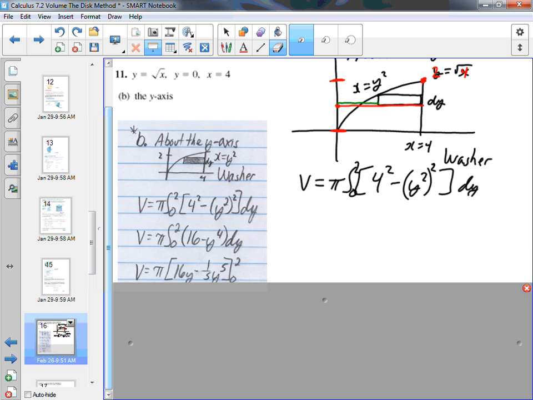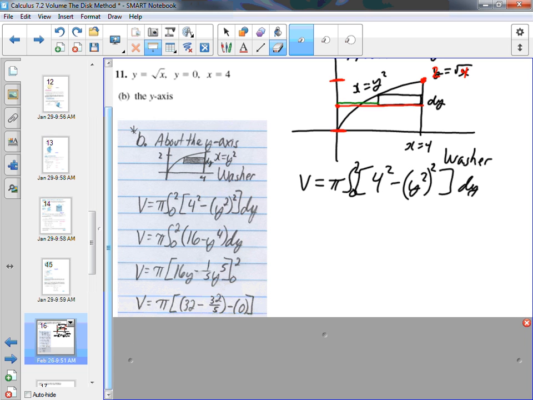So we start evaluating. Evaluate for 2 first. So volume equals pi times. When you evaluate for 2, 16 times 2 is 32. And then negative 1/5 y to the 5th. Well, 2 to the 5th is 32, so negative 32 fifths. Put a minus sign. Then you evaluate for 0. Well, you get 0, don't you? You get 0 minus 0, which is 0.